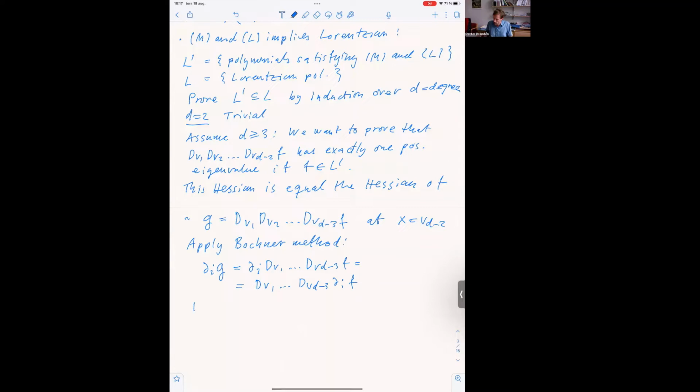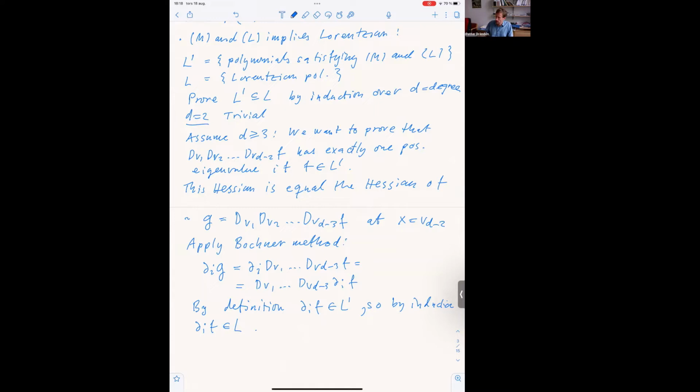And by induction, well by definition, almost by definition, DIF is in this L prime, so by induction DIF is in L, since it has one degree less.